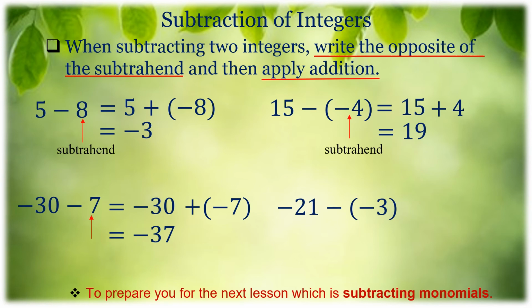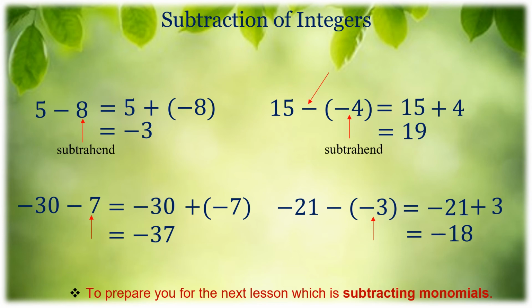And what is negative 21 minus negative 3? So here, the subtrahend is negative 3. And then we copy negative 21 and take the opposite of negative 3, which is equal to 3. Then proceed to addition. What is negative 20 plus 3? Correct, it is equal to negative 18.